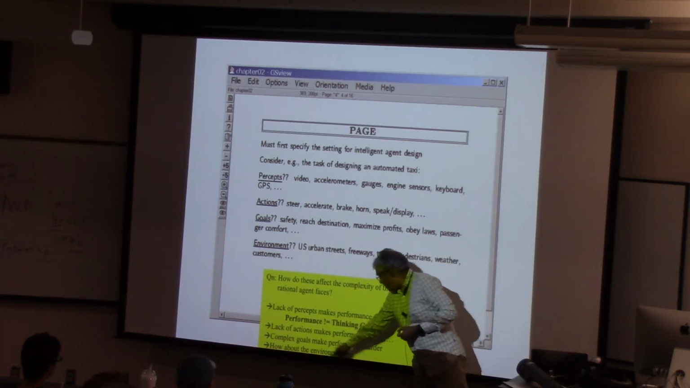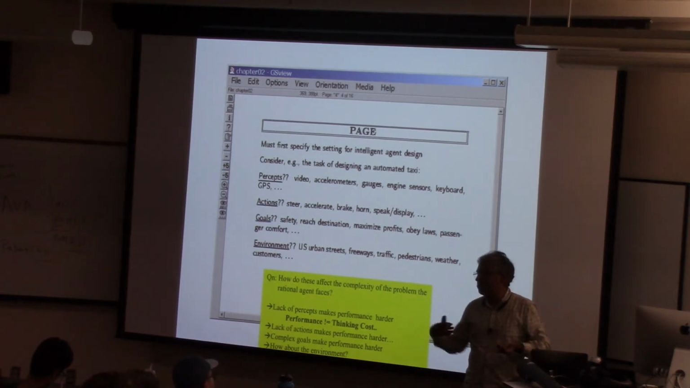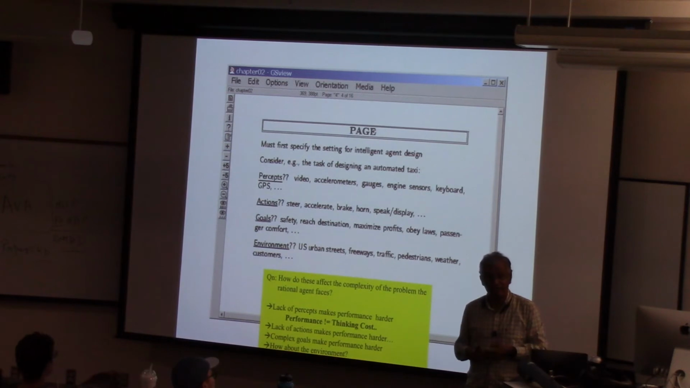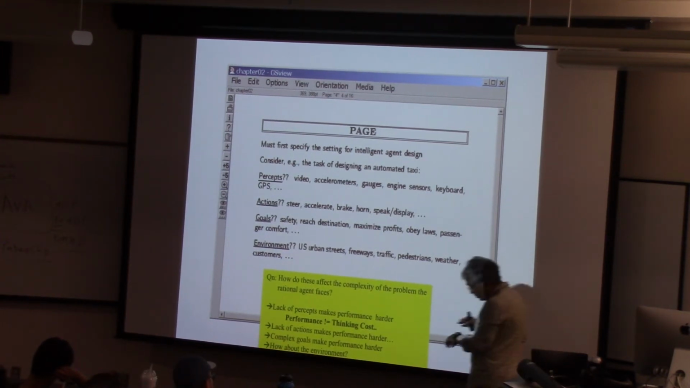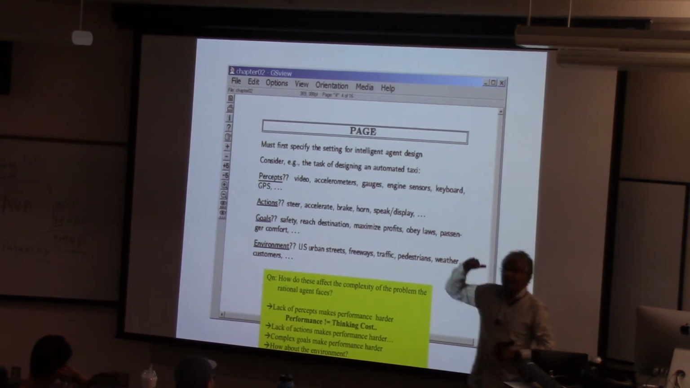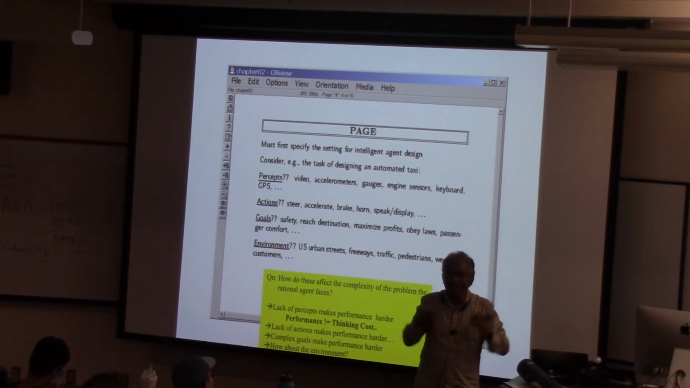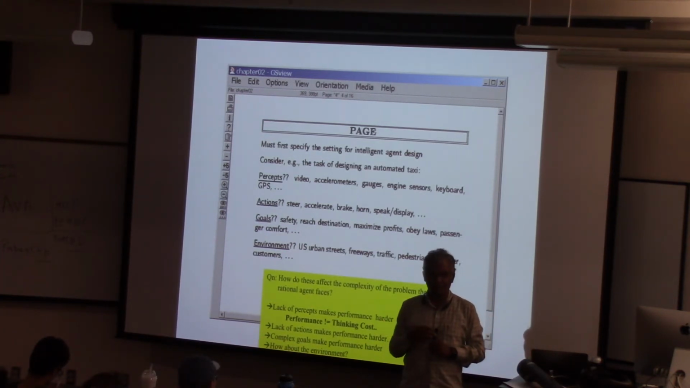Similarly, if you have complex goals, that makes performance harder, because if you have to consider multiple, mutually conflicting trade-offs, that makes it hard to get high performance. Okay? So it's worthwhile remembering, and the most important thing I hope you remember is this difference between external performance and computational cost.